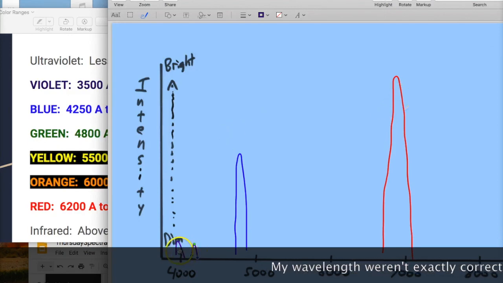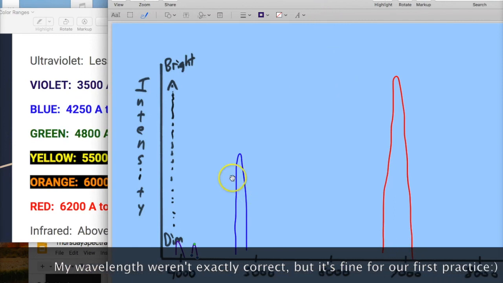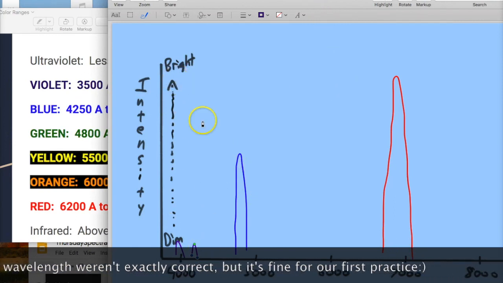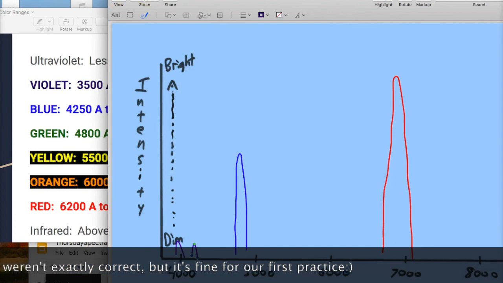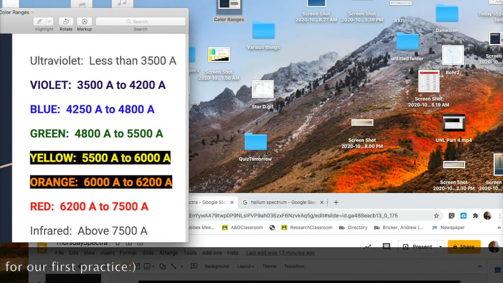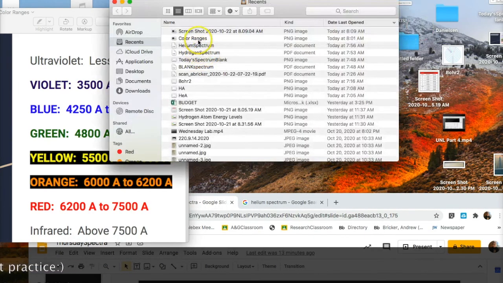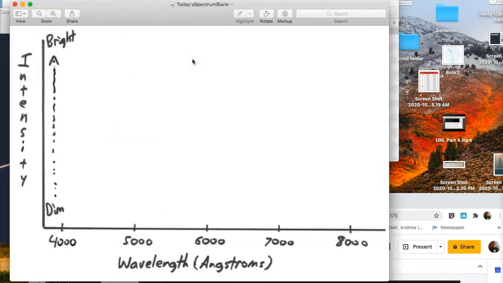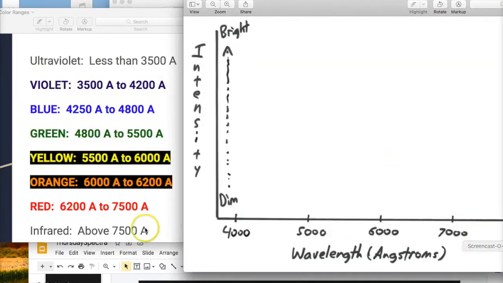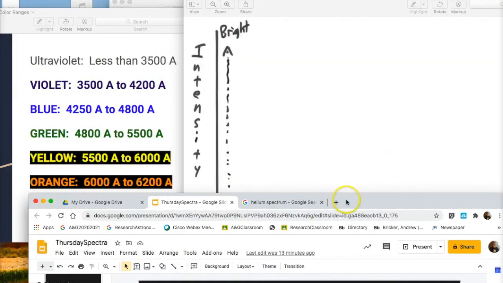So the wavelength, or the color, told us what wavelength to draw it at. And then how bright it was told us how tall to make the peak. Now I want to get rid of all that stuff I did. Where's my blank spectrum? I hope it's still blank. Oh, good. So there was one example. Hopefully yours looked similar to that.